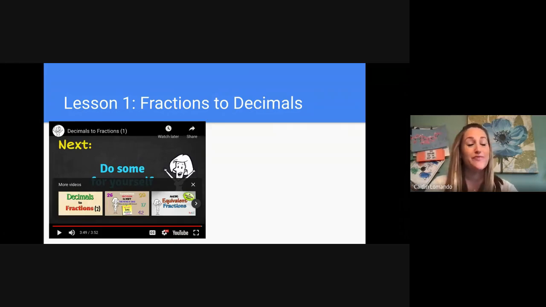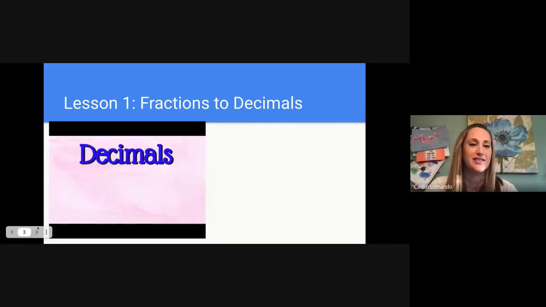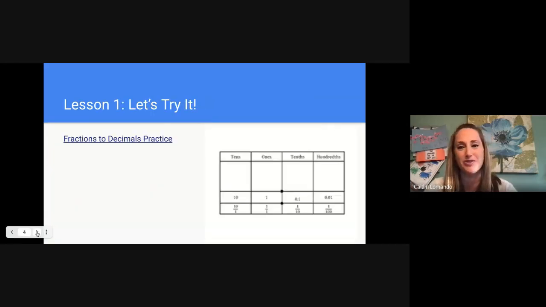In that video, they went all the way to the thousandths place. For our purposes, we're going to stay in the tenths and hundredths. So we're only going to go as far as the hundredths. Now, she showed a lot of examples of how to go from a decimal to a fraction. Going from a fraction to a decimal is very, very similar as well. Let's take a look.